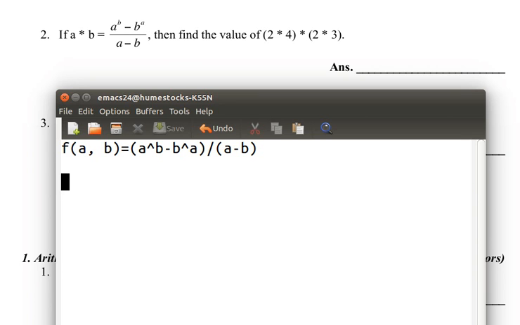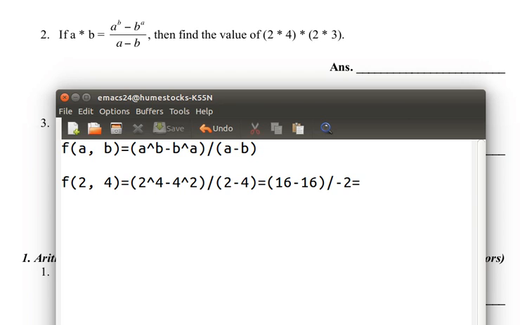Okay, so first we need to figure out 2 star 4, which is f of 2, 4. So now we can just substitute. A is 2 and B is 4. So 2 to the 4 minus 4 to the 2 over 2 minus 4. 2 to the 4 is 2 times 2 times 2 times 2, which is 16. 4 to the 2 is 4 times 4, which is also 16. And 2 minus 4 is negative 2. 16 minus 16 is 0, divided by negative 2, and 0 divided by negative 2 is 0. So f of 2, 4 is 0.